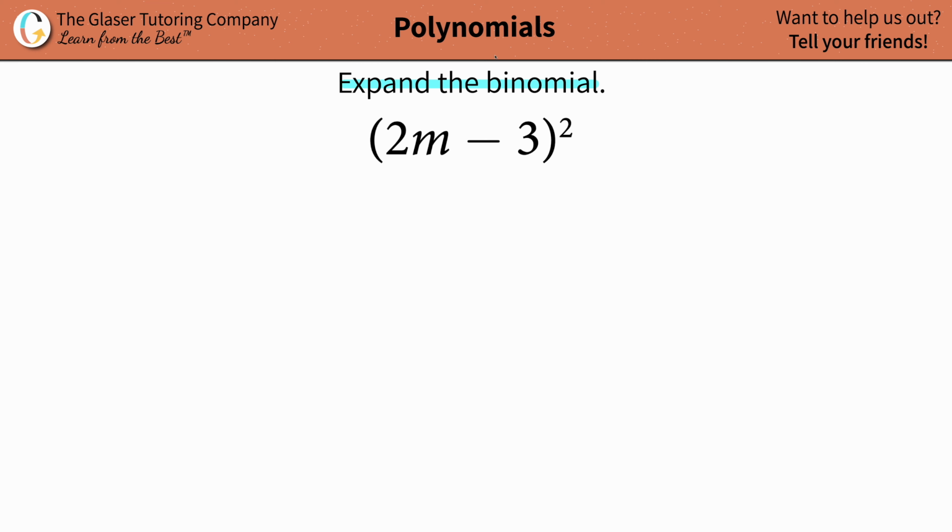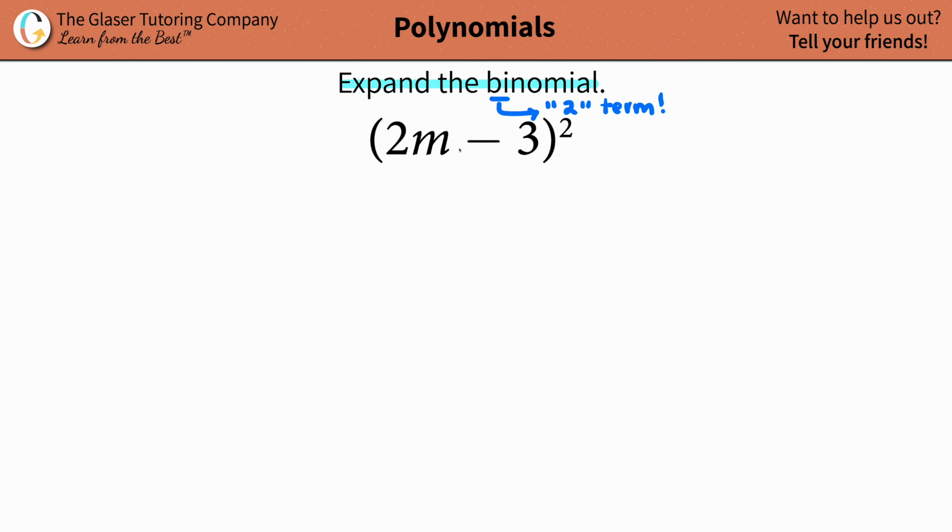Today we're doing some polynomial work where we have to expand the binomial. Now, binomial, bi in scientific and mathematical terms, means two. And if we're in the realm of polynomials, a binomial just means that you have a two-term expression.